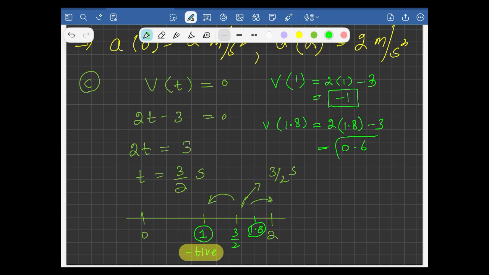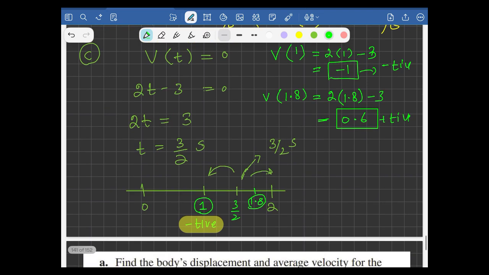0.6. So what's important is this one is negative and this one is positive. It means somewhere the body changed direction. Direction changing switches the sign basically. So for this one, we get a positive value here for 1.8. As the signs are opposite, it proves that the body changes direction at t equals 3/2.